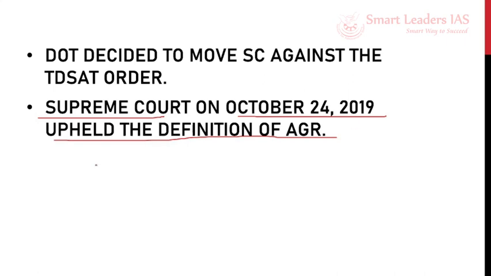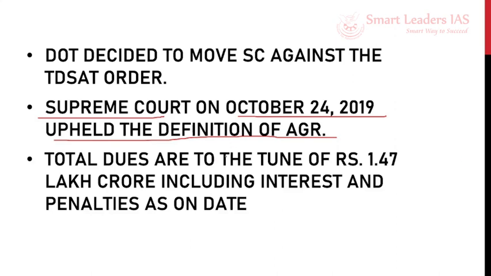It just didn't stop with upholding. What it did was, see, you have been disputing this figure. You've been disputing that you will not be paying on the AGR. So whatever you have not paid until now, you have to pay, including penalties and interest also. And so this order translated into a huge amount of 1.4 lakh crore for many of the telecommunication companies, including the interest and penalties. So why is this a problem?